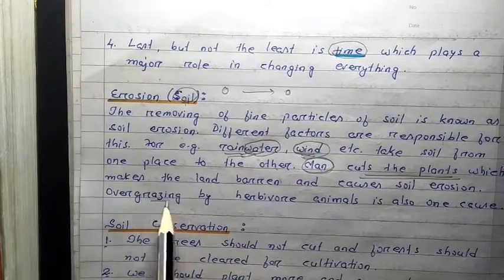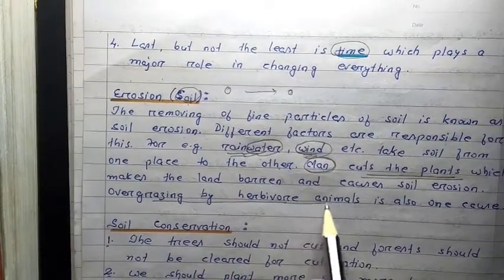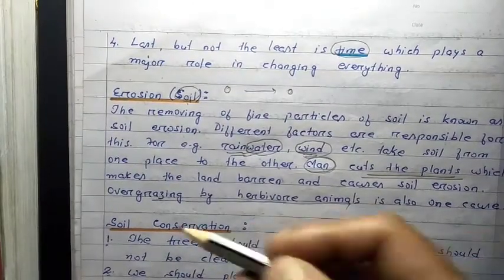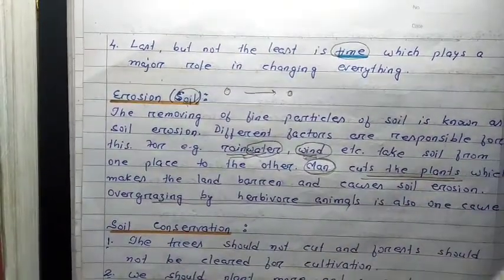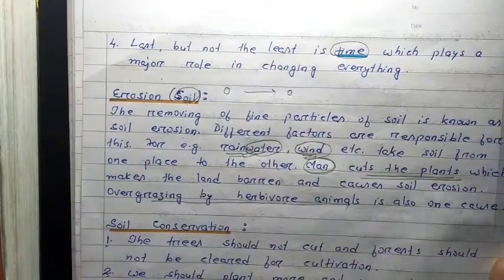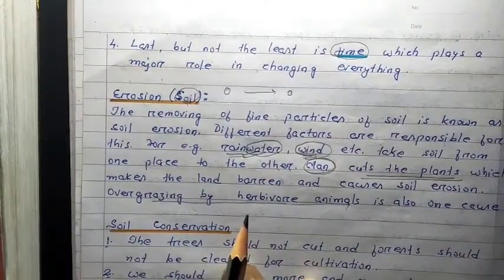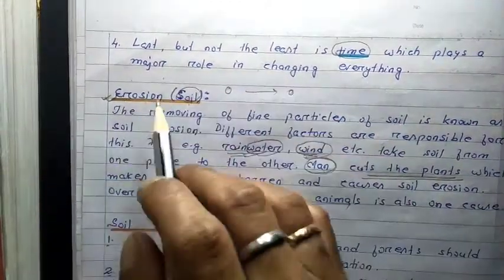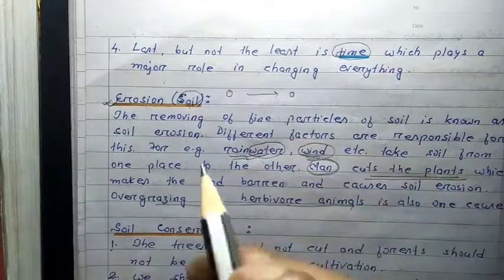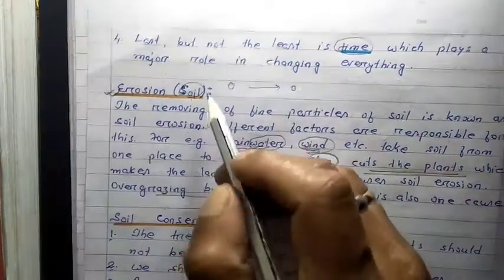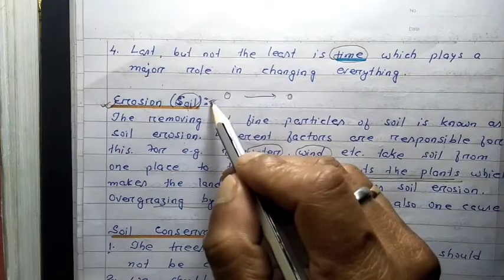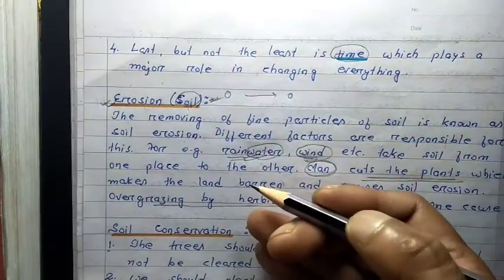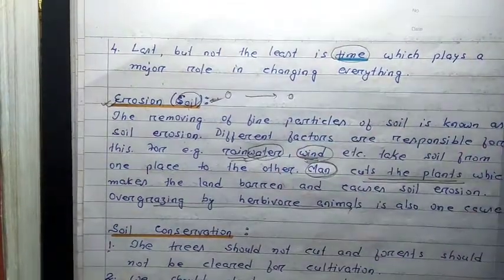The last one is overgrazing by the herbivore animals. If the herbivore animals or our cattle are allowed to overgraze on the hilltops or the grasslands, then also the grasses will be removed, so land will become barren or empty, and soil erosion may be caused. We can say soil erosion is not at all good, because, as I'll tell you later in some other chapter, it degrades the quality of the soil, it decreases the fertility of the soil, and sometimes it may even cause floods.